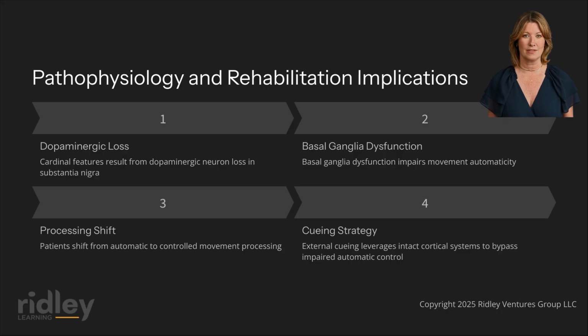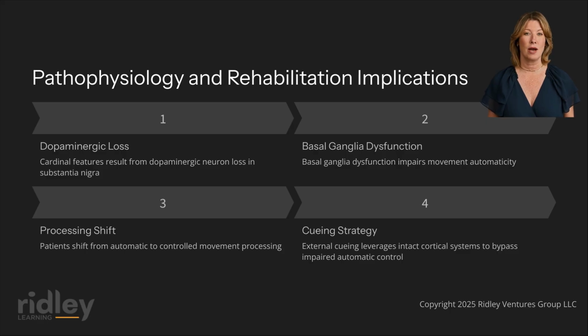This dopaminergic deficit impairs the basal ganglia's role in movement planning, initiation, scaling, and automaticity, producing the characteristic motor manifestations of bradykinesia, rigidity, and tremor. The basal ganglia's role in movement automaticity has particular relevance for rehabilitation. Under normal conditions, the basal ganglia enable execution of well-learned habitual movements without conscious attention, freeing cognitive resources for other tasks. In Parkinson's disease, this automaticity is impaired, requiring patients to rely increasingly on conscious, attention-demanding movement control.